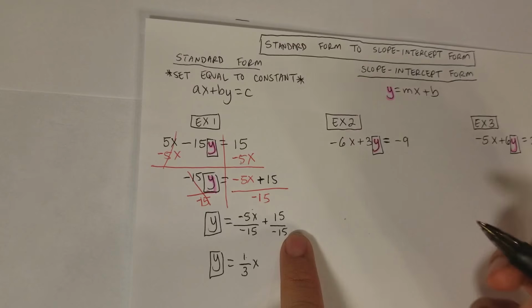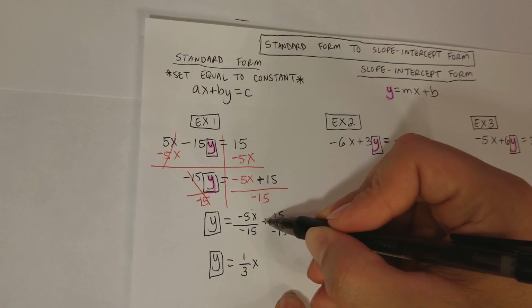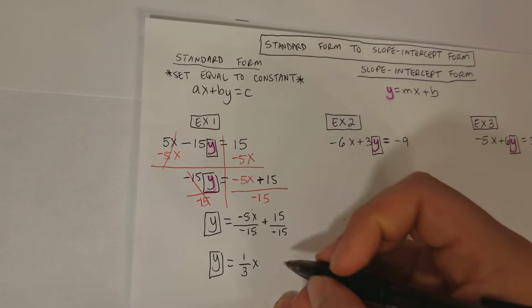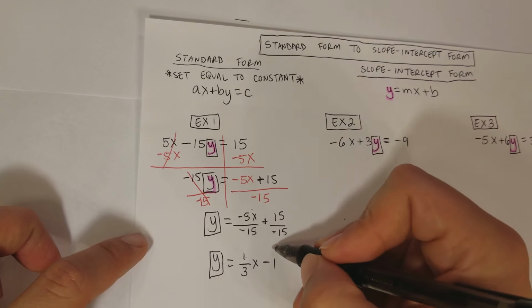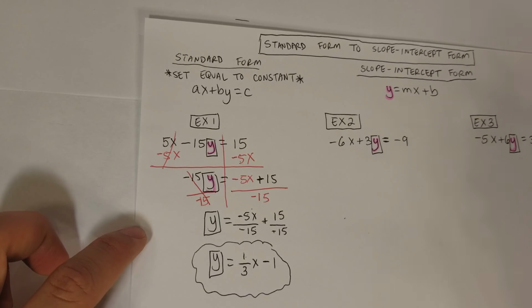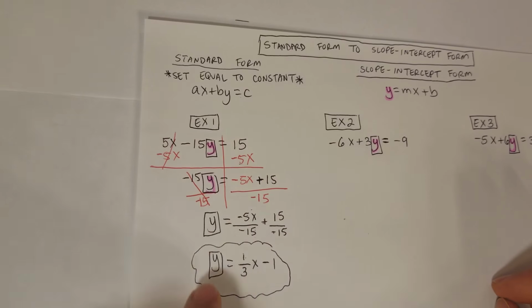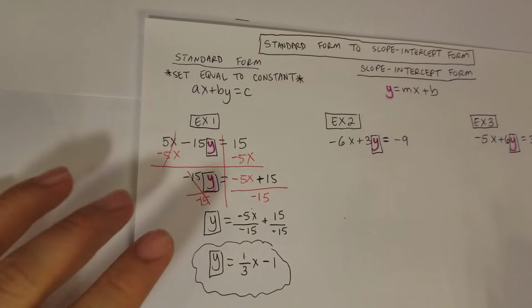I do it again for this guy. 15 divided by 15, well, that's just 1. And then we have a positive and a negative next to each other, meaning that the negative wins, so it's negative 1. Done. So our final answer is y equals 1 over 3x minus 1, which we can actually graph. Remember, that's the point of this. We couldn't graph this, but now since the y is by itself, we can graph it, which is good.